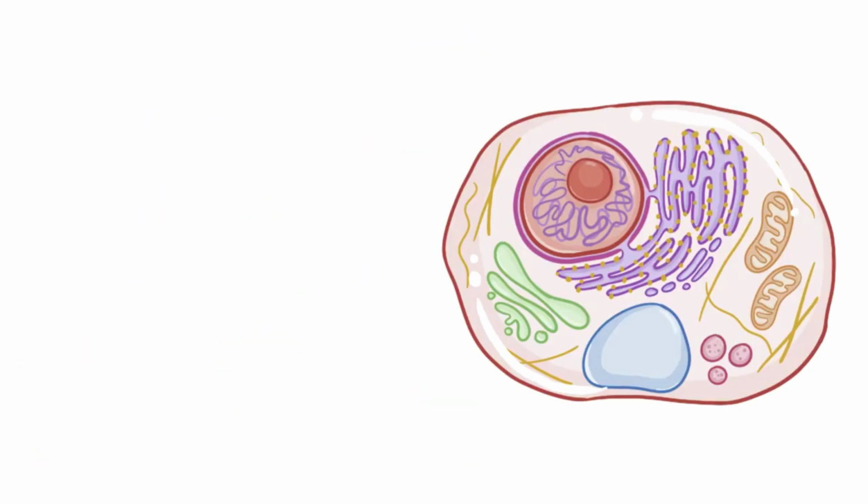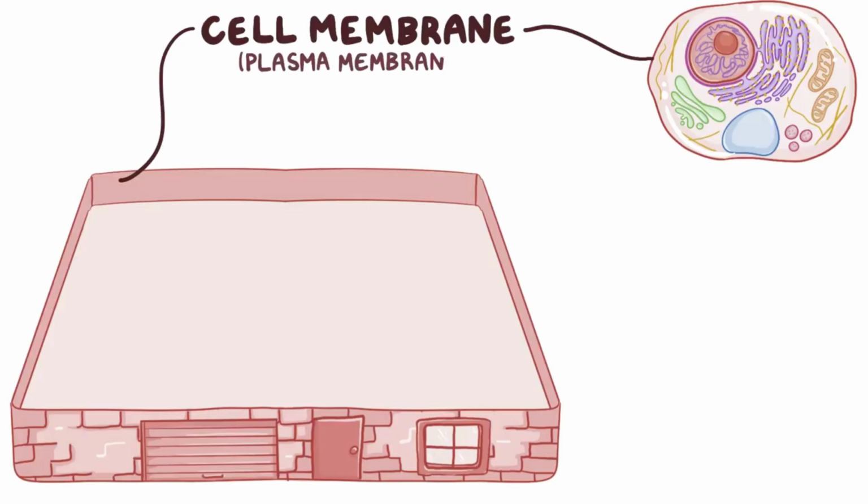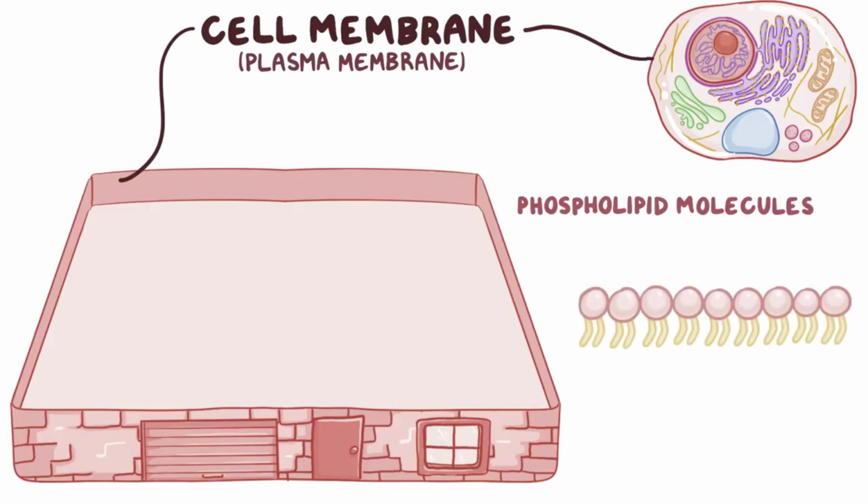So let's imagine the average cell as a small apartment. First, we want some walls to distinguish between what's outside and what's inside. These walls are the cell membrane, or plasma membrane, and they're made out of a double layer of phospholipid molecules.